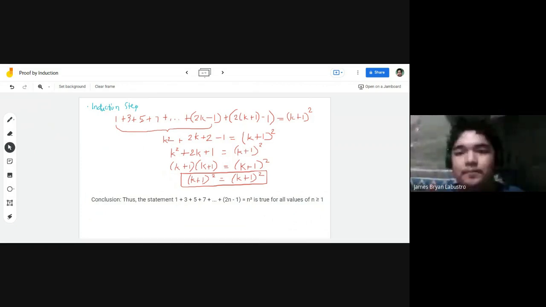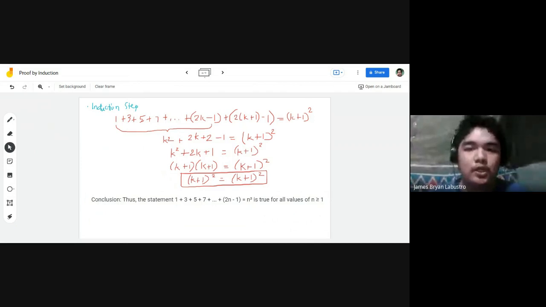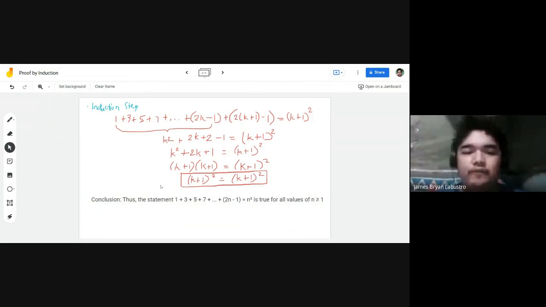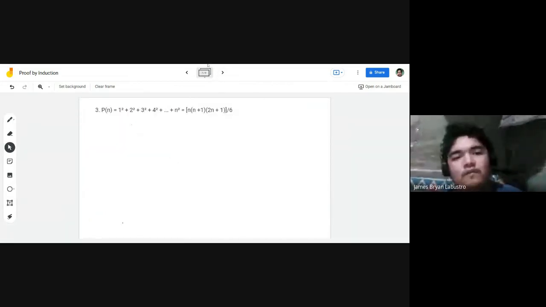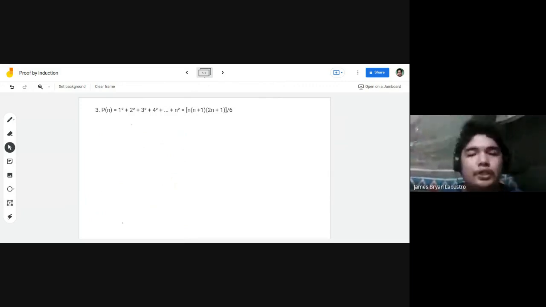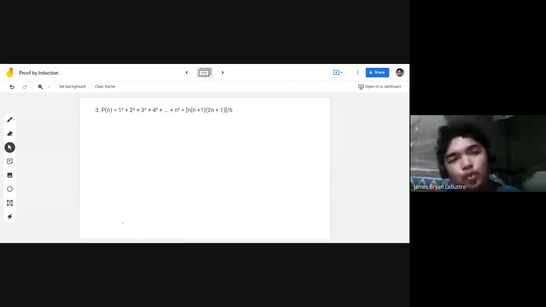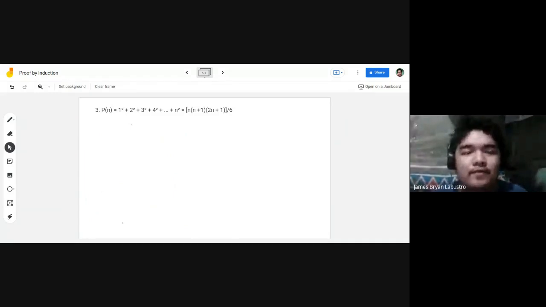We have the last example. So that's our conclusion. Put it as thus or therefore, the statement is true for all values of n greater than or equal to 1. Now, for the last example, we have the sum of the squares of the numbers equal to n times n plus 1 times 2n plus 1 all over 6. So how are we supposed to prove the statement P of n, the result of the conjecture or the hypothesis?